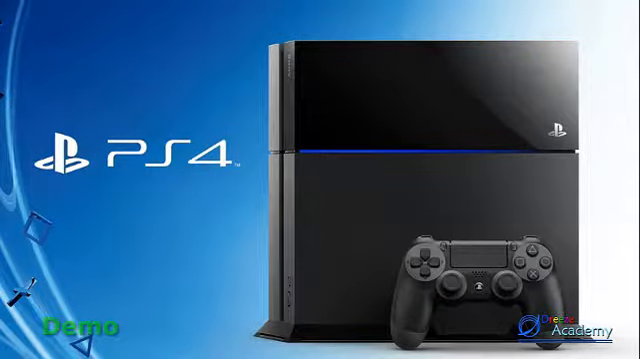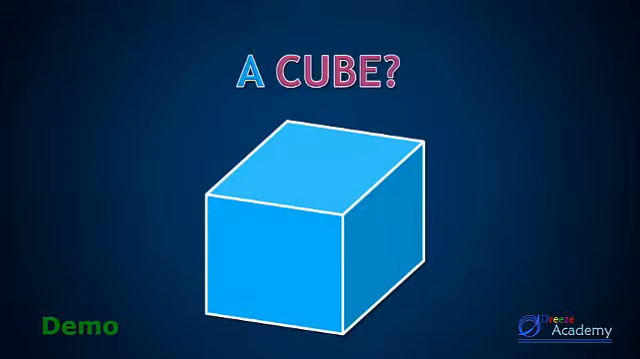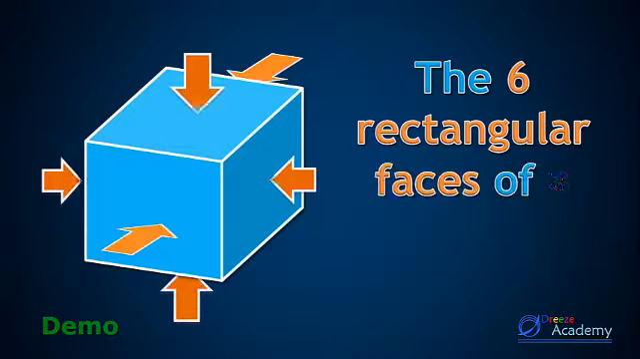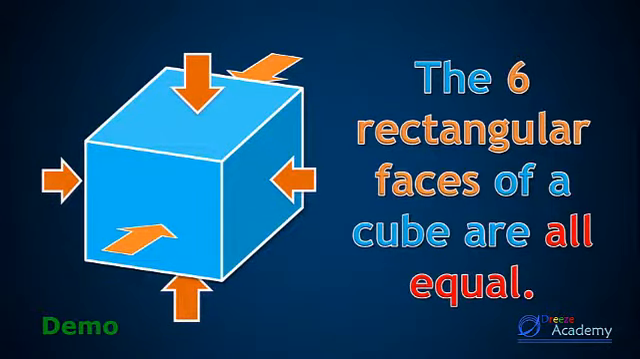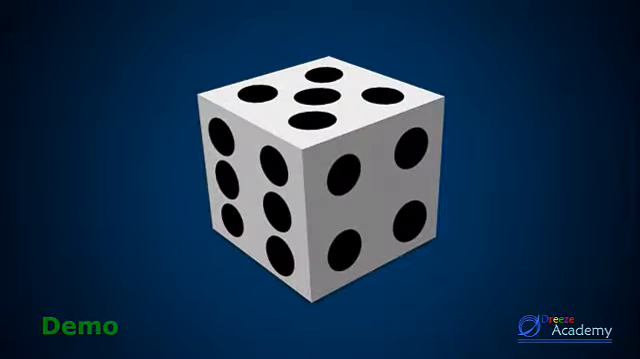Yeah, you're right. So what is the shape of a PlayStation? A cube? No, it's not a cube. The 6 rectangular faces of a cube are all equal, or the 3 axial lengths of a cube are the same, which is not the same as a PlayStation. An example of a cube is a sugar cube or a dice.